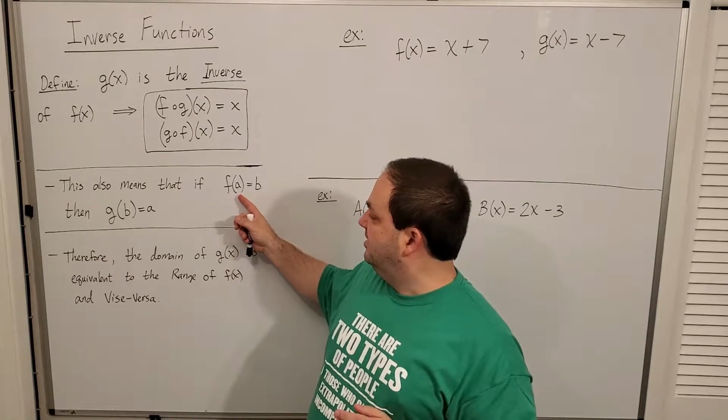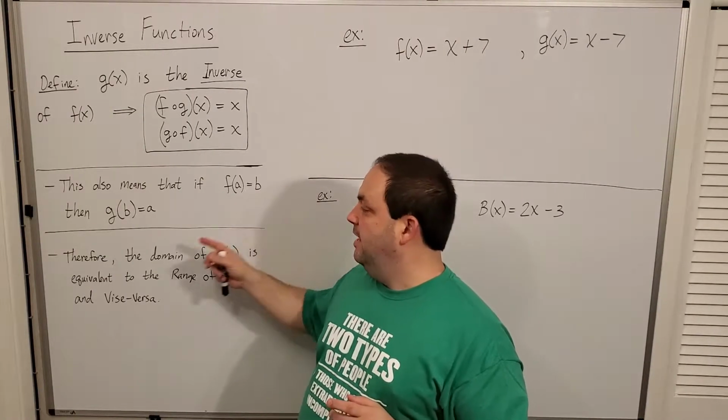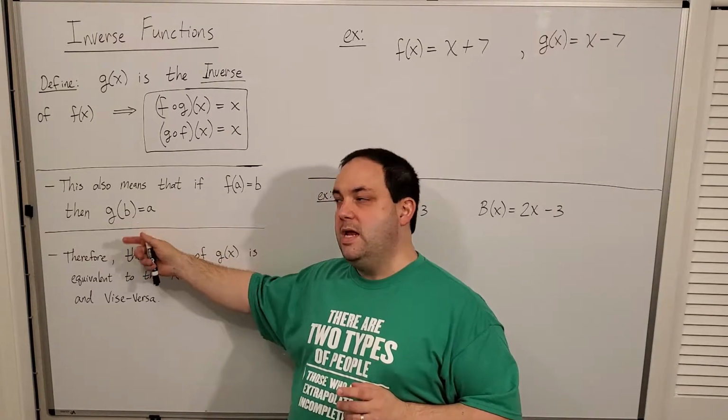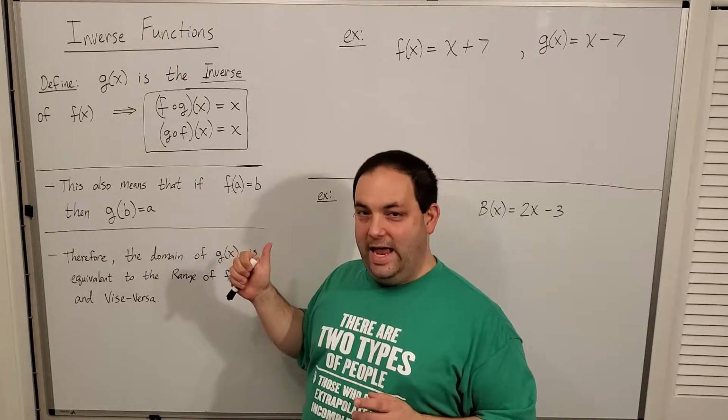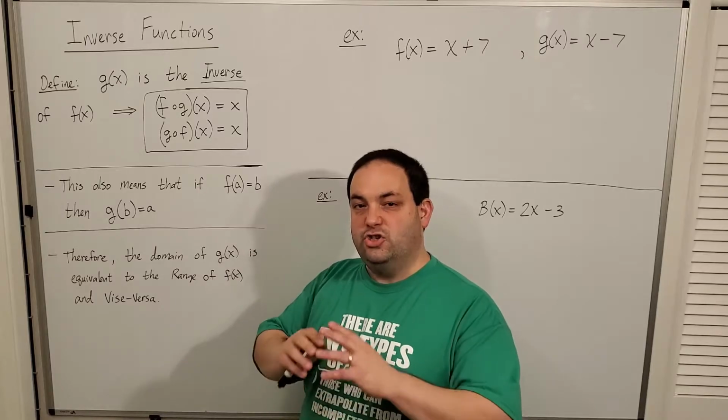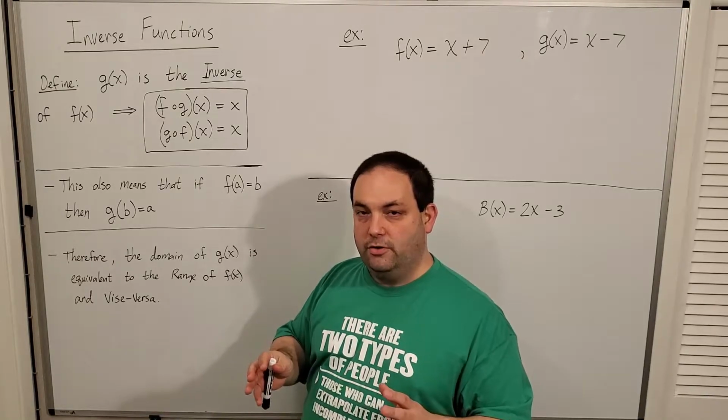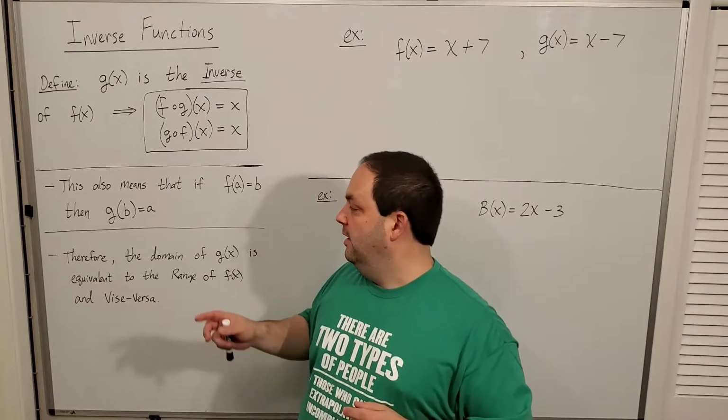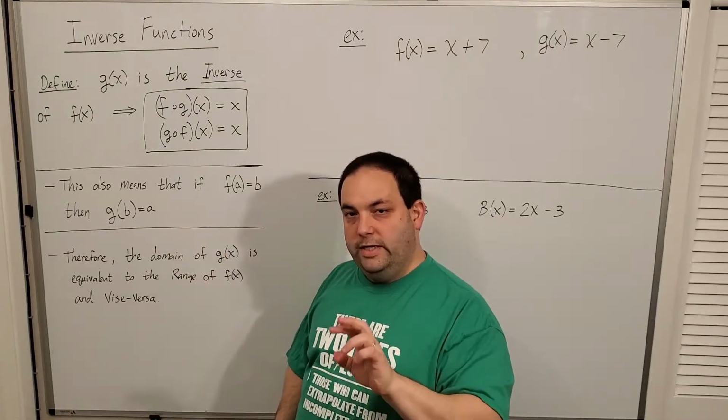So if f has some a that goes to b, then g will take that same b and it'll go back to a. Okay? Inverses don't break up their original function. They don't start wiping things out. They just take all the same points and reverse them.